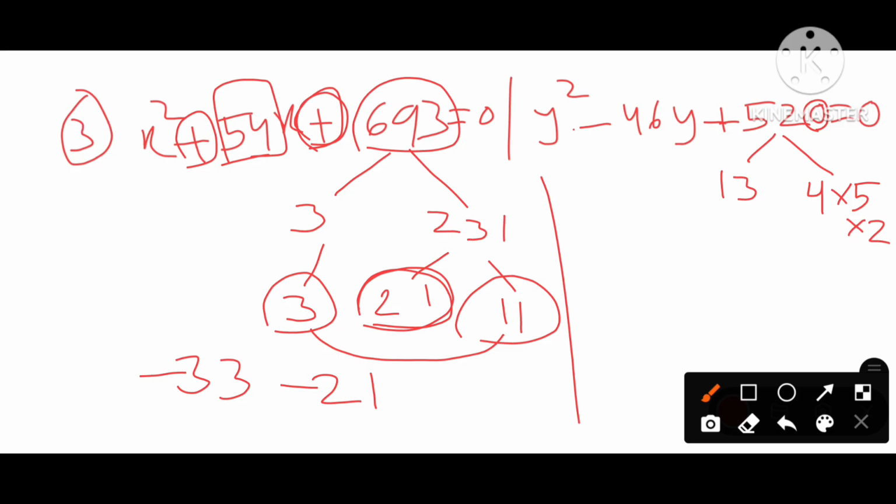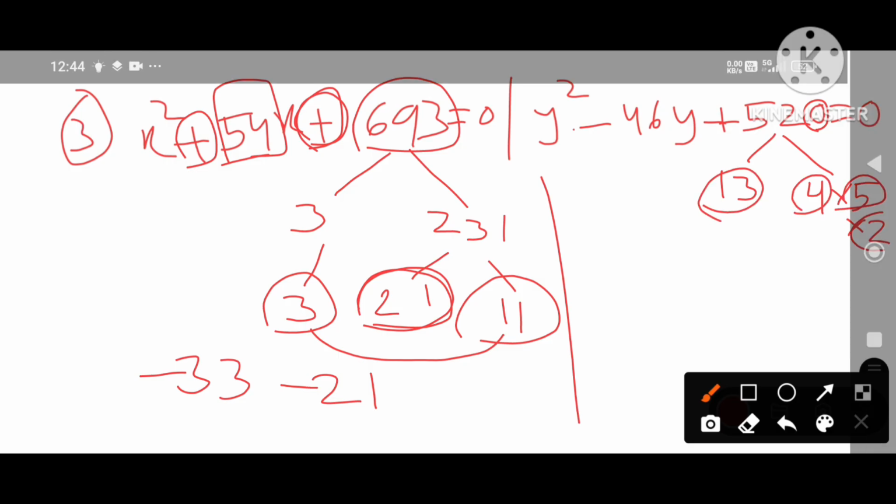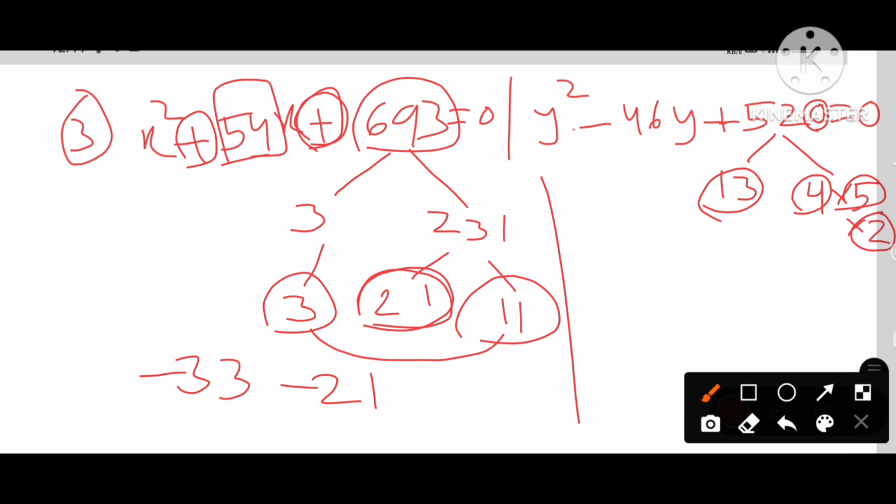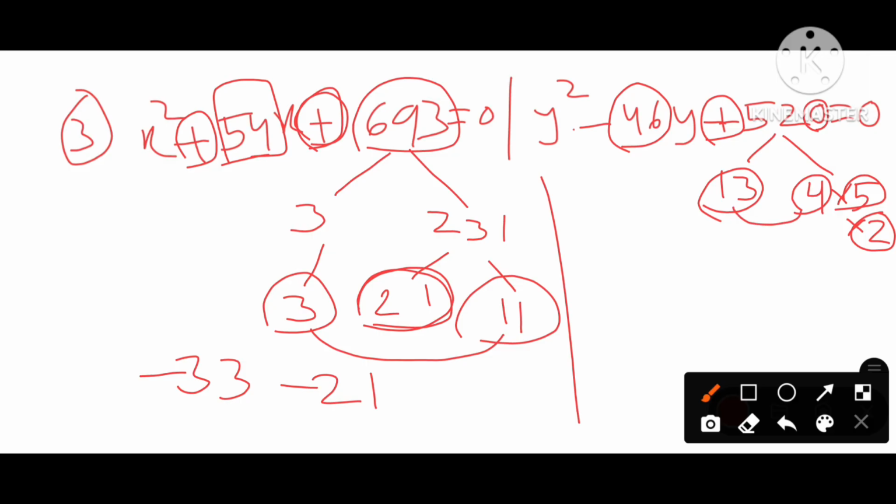So how many factors do we have? We have the factors 13, 4, 5 and 2. We need the value of 46 by adding 2 factors. So let's make this 13 four times, which will be 52.